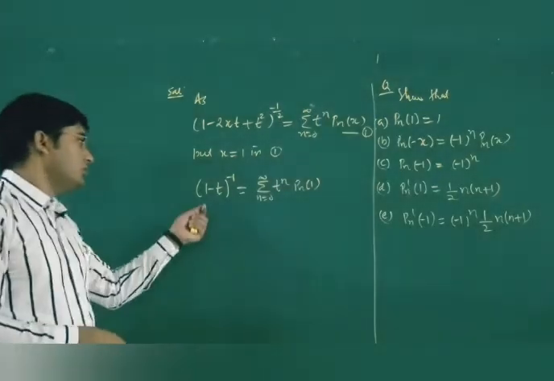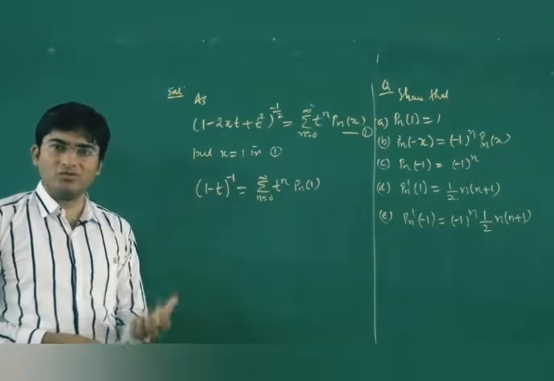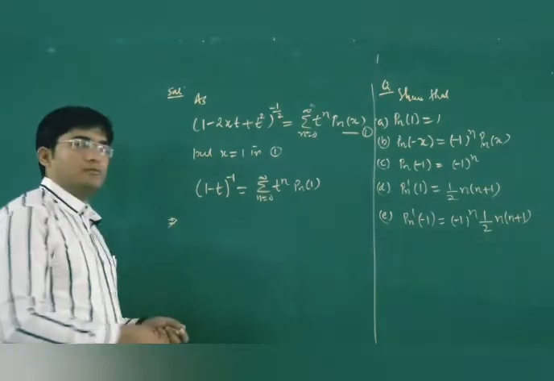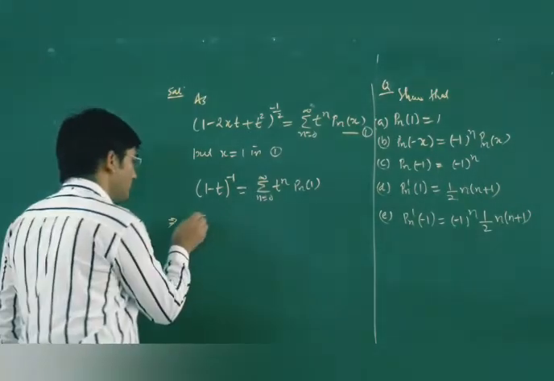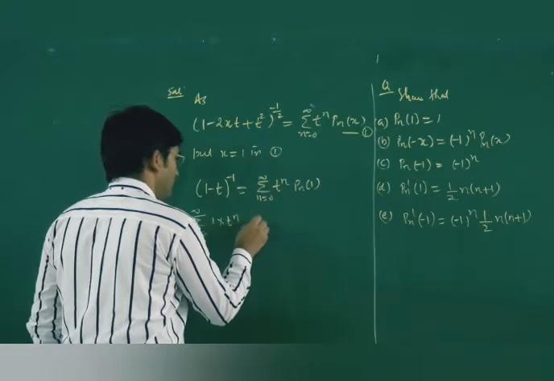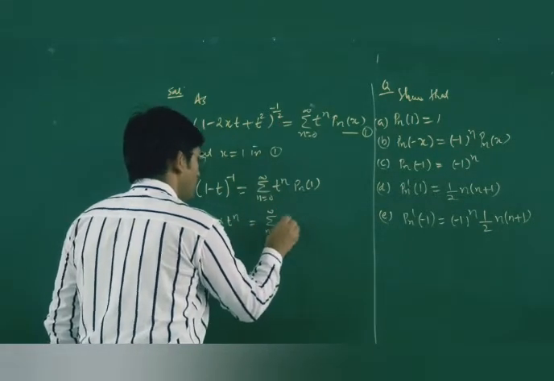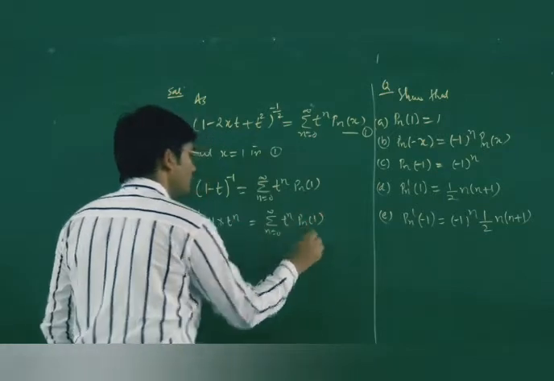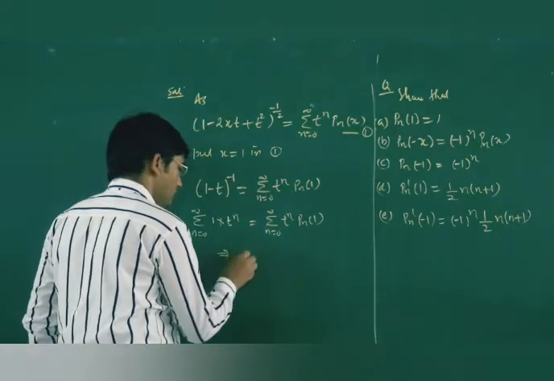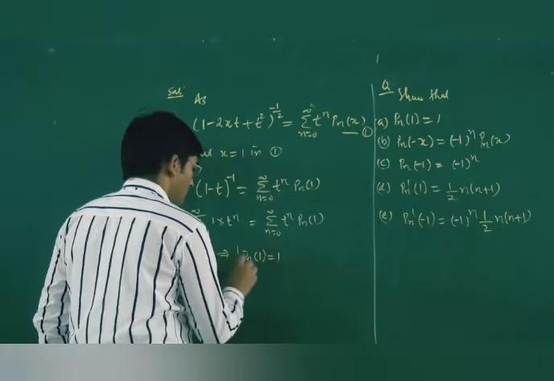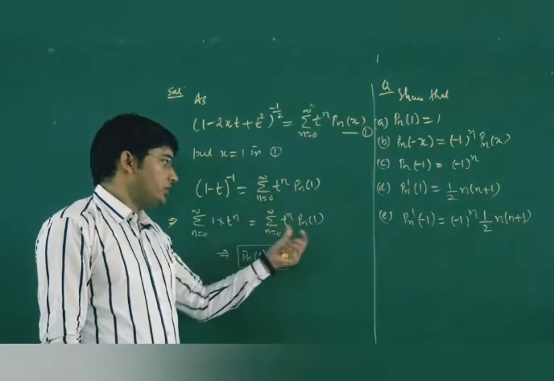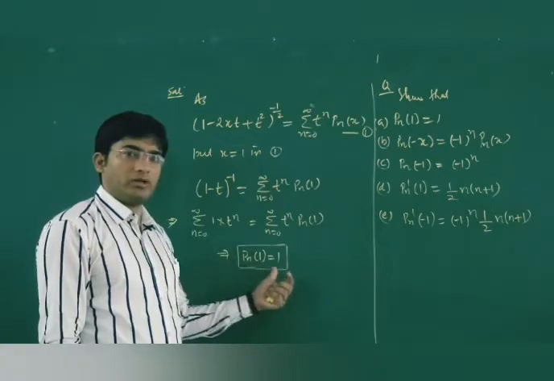Now this is the series of (1 - t)^(-1), which is 1 plus t plus t squared plus t cubed, and so on. So the left hand side is the sum from n equal to 0 to infinity of 1 times t^n, and the right hand side we have the sum from n equal to 0 to infinity of t^n Pn(1). On equating the coefficient of t^n on both sides, we have Pn(1) equal to 1.